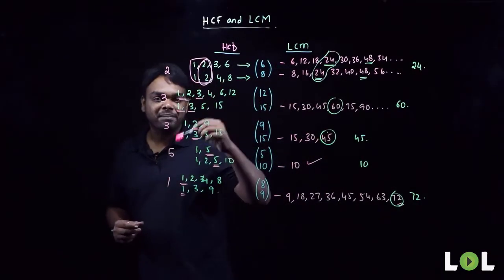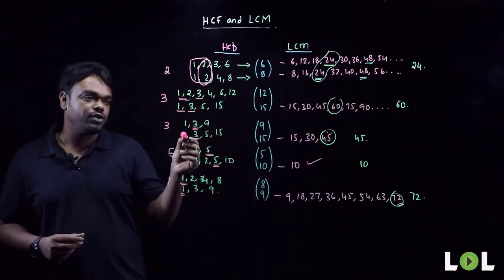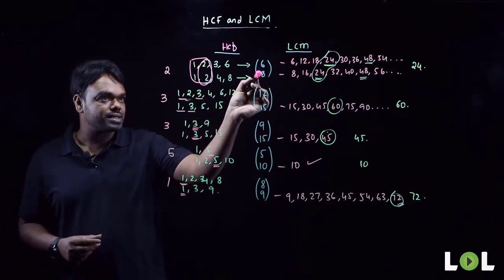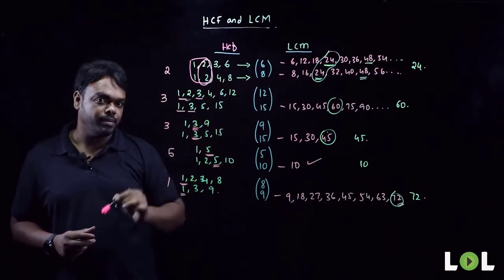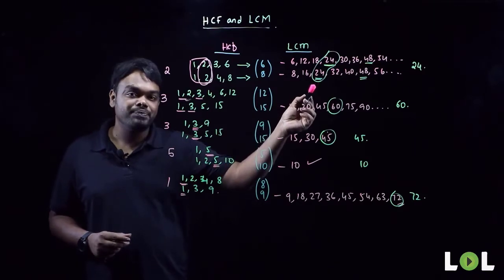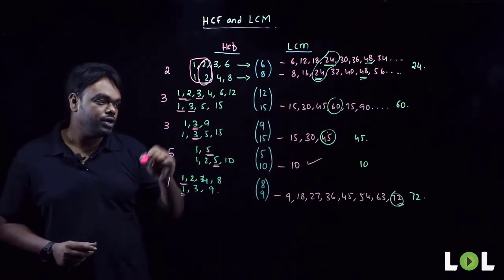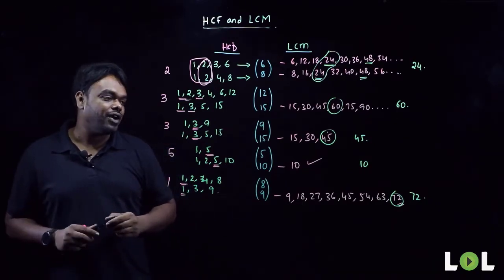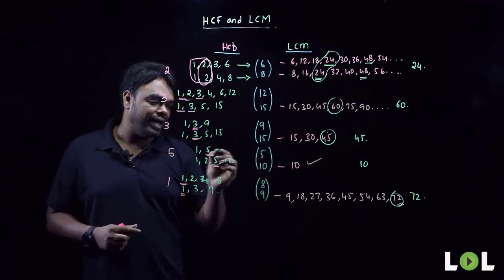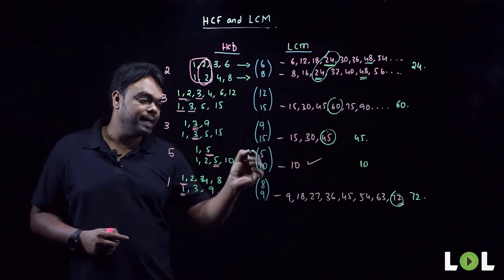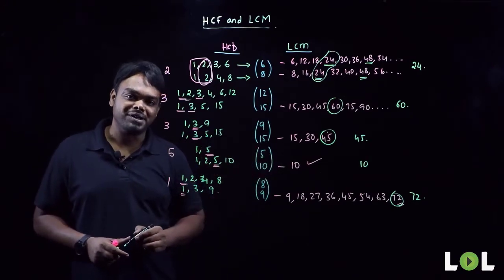Now let us summarize this. What is HCF? HCF of two numbers is the highest number that can divide both the numbers. What is LCM? LCM is the smallest number divisible by both the numbers. Now, few observations. Now, if you see in this case, both 5 and 10, bigger number is divisible by the smaller number.